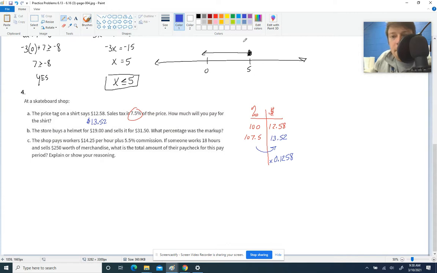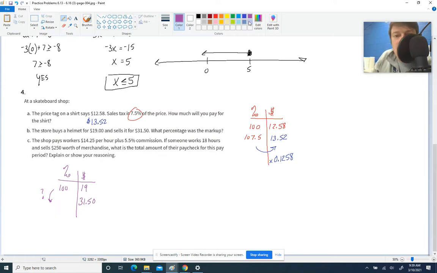Let's go to part B. Part B says the store buys a helmet for $19 and they sell it for $31.50. What percent was the markup? All right, let's do another table for their markup. Originally, the 100% price was the wholesale price, which was $19. But they want to make some money off of it, so they mark it up to $31.50. The question is, how much did they mark it up?